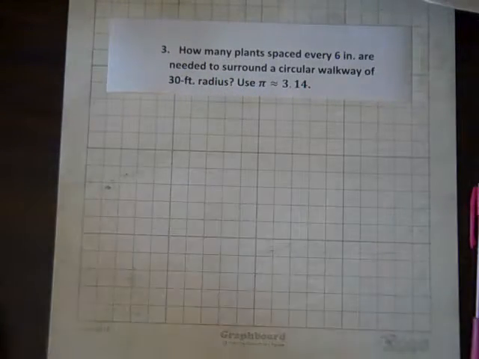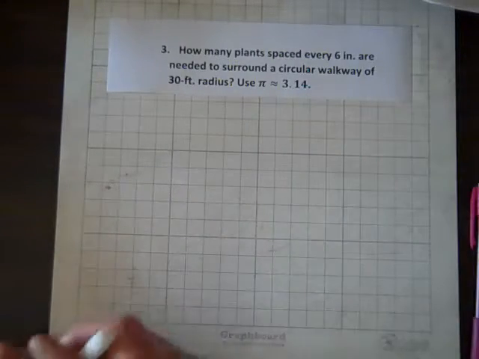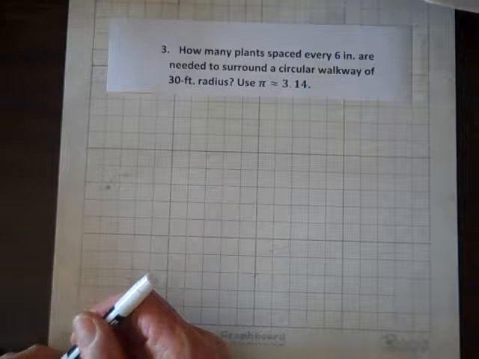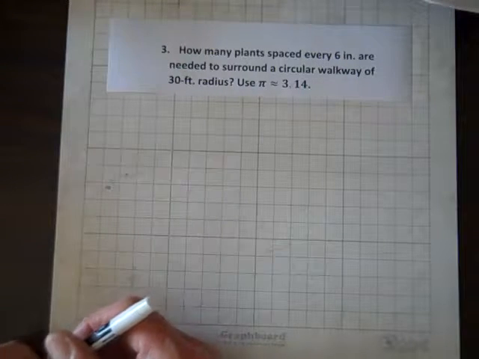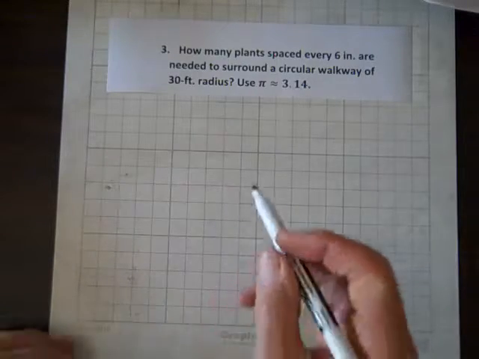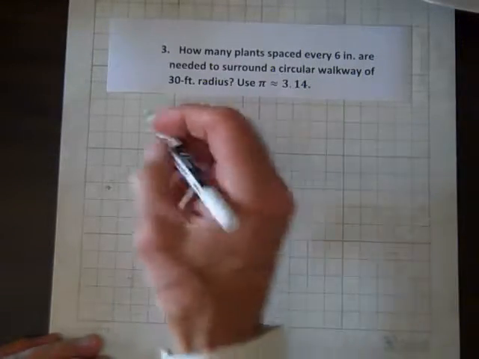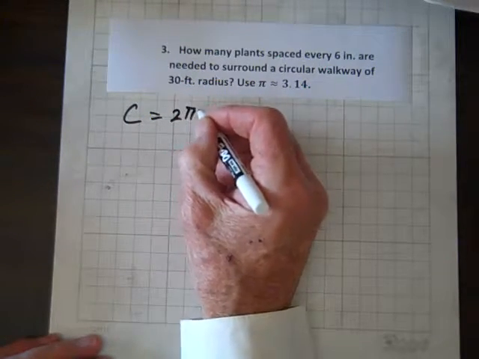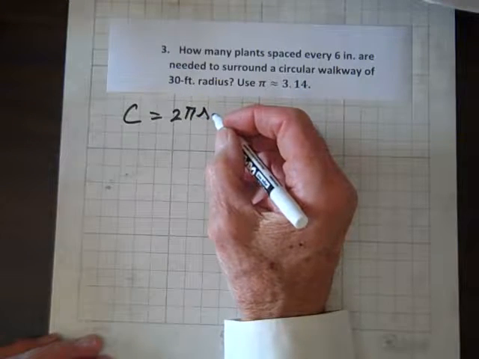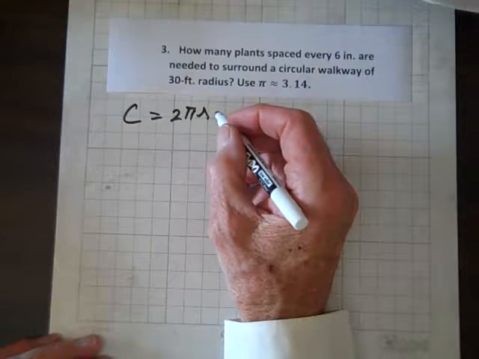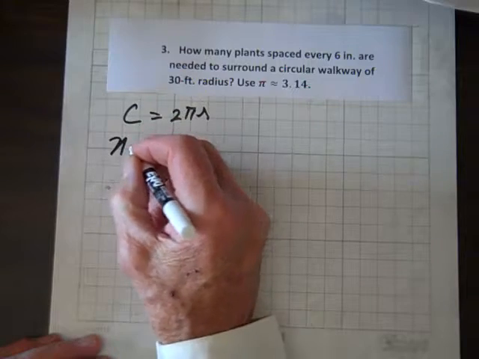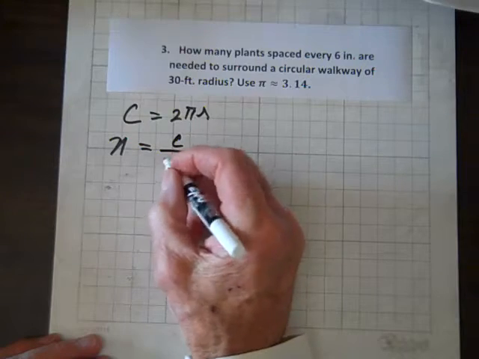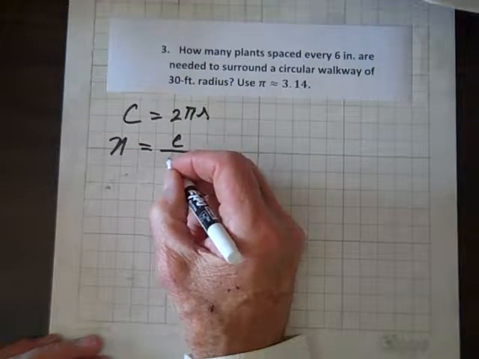So now we need to find how many plants spaced every 6 inches are needed to surround a circular walkway of 30 feet, a 30-foot radius, and use 3.14 for pi. So circumference equals 2 pi r, and the number of spacings, or the number of plants, is going to be the circumference divided by the length of each spacing.